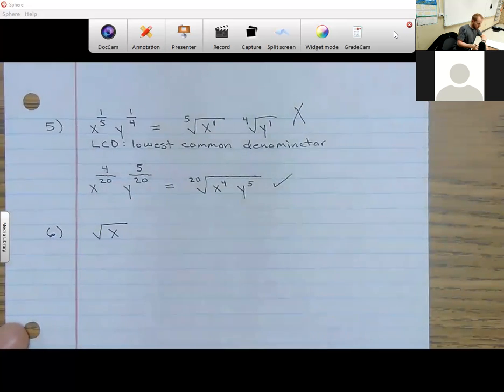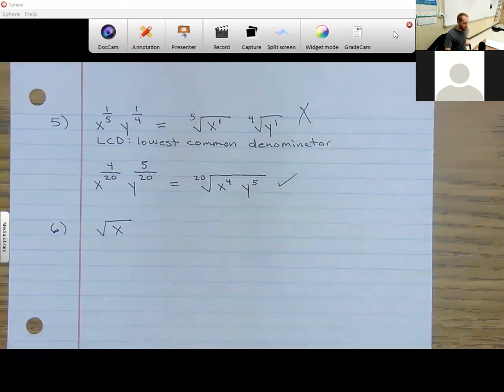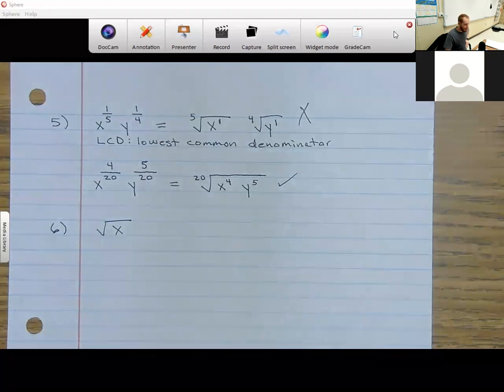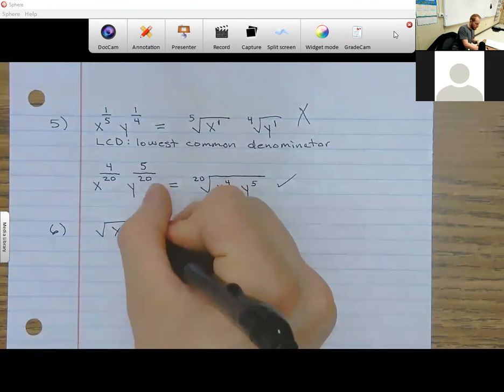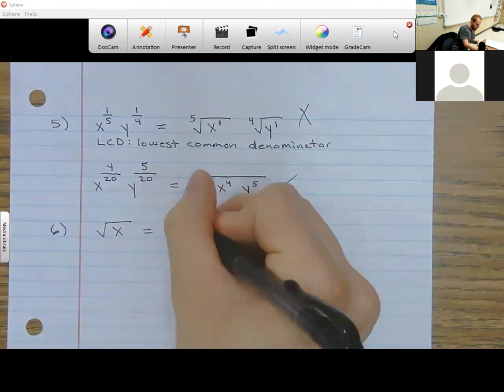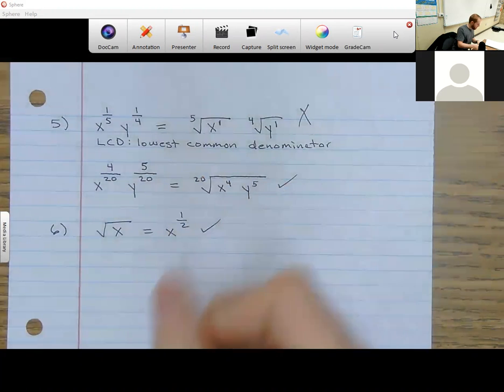Square root of x. Okay. I'm given a radical. I need to write it as a fraction exponent. I know that the square root of x is just x to the 1/2 power, and I'm done.